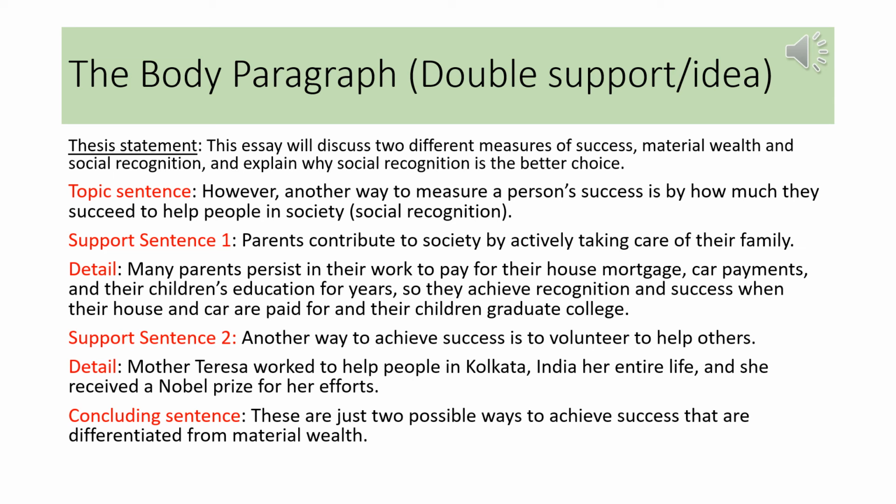Support sentence 2, another way to achieve success is to volunteer to help others. So you see social recognition here, there are your two ideas. Parents contribute, and then another way is to volunteer. That's what they want from you, two ideas. For the second idea, now you got to give some detail. Here's a good one. Mother Teresa worked to help people in Kolkata, India, her entire life, and she received a Nobel Peace Prize for her efforts.